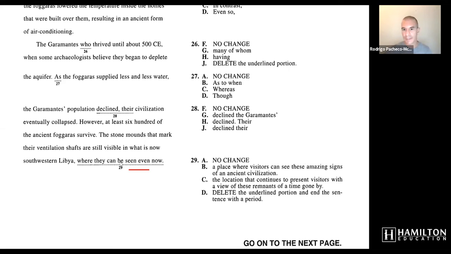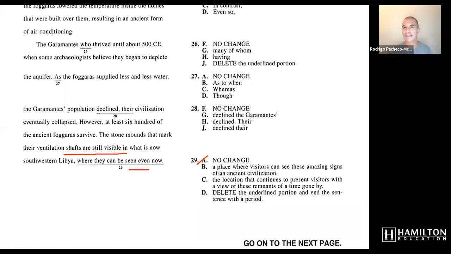So what is redundant about A, no change? Well, we're told that these ventilation shafts are still visible. That means that we can see them. That implies that people are allowed to view them. So this bit here, the underlined elements, where they can be seen even now, this idea is already expressed in this sentence. So we can eliminate A, no change.